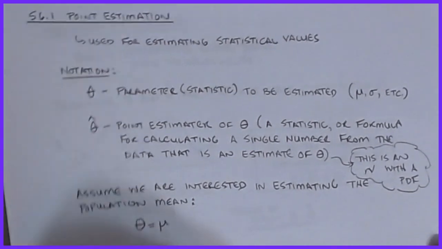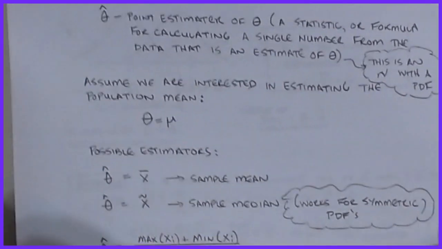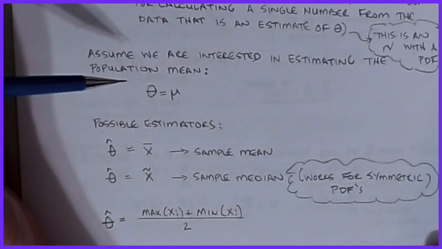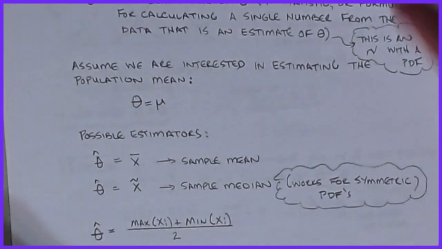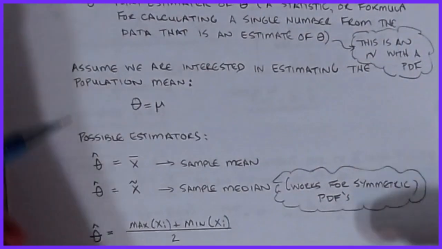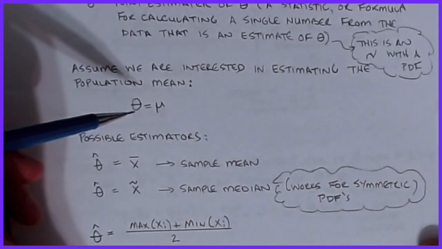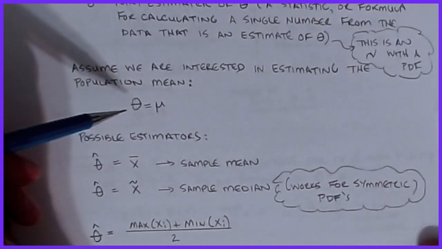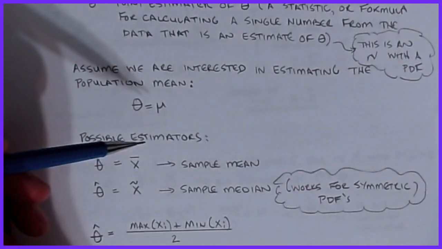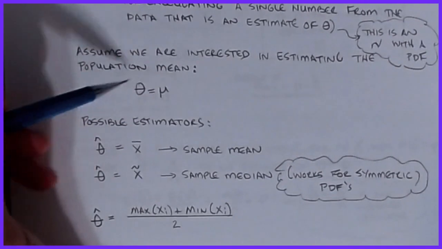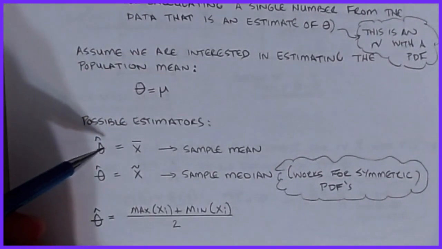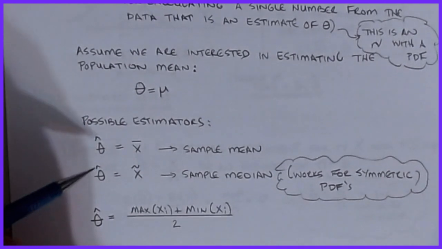So to give you an idea, what is an estimator? Assume that we're interested in estimating the population mean for a particular problem. Maybe it's a survey, maybe it's the number of cases of illness, or whatever the case may be. We could do any number of estimates for that particular value. So if this is what we're after, theta is equal to mu. Possible estimators could be any of the following, and all of them work in certain circumstances.